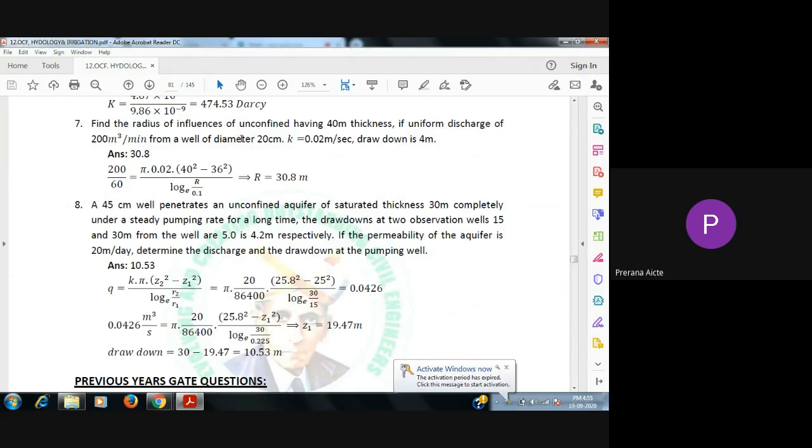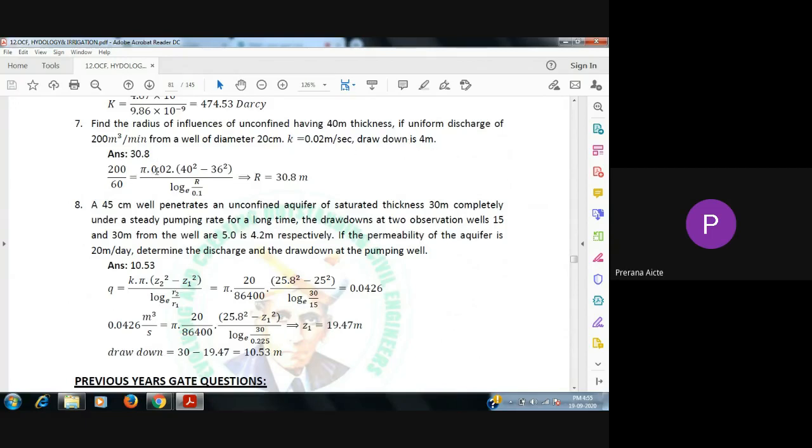So find the radius of influence of an unconfined aquifer. The formula changes, so there are only two formulas: one for the unconfined aquifer and a second for the confined aquifer. Find the radius of influence of an unconfined aquifer having 40 meter thickness, with a uniform discharge of 200 meter per minute from a well of diameter 20 centimeter, K equal to 0.2 meter per second. Drawdown is 4 meters.